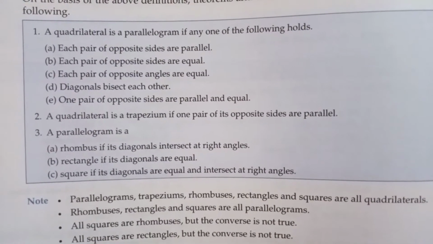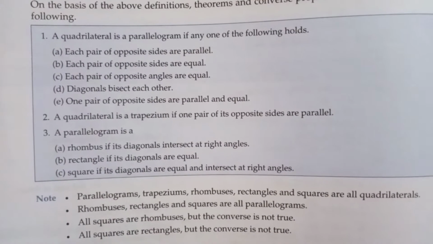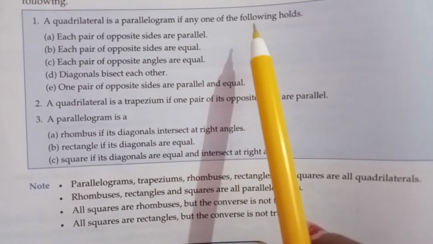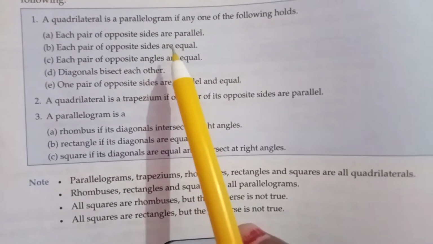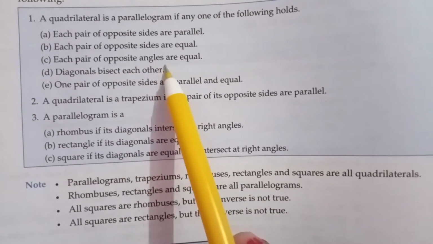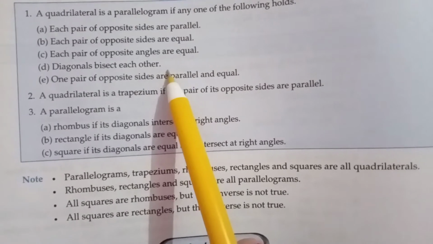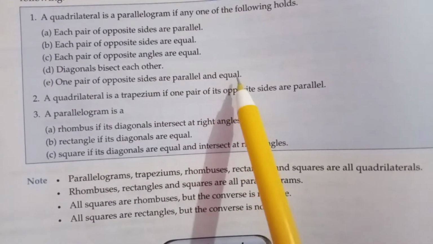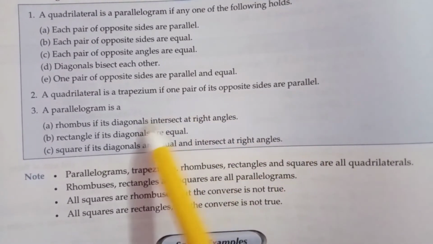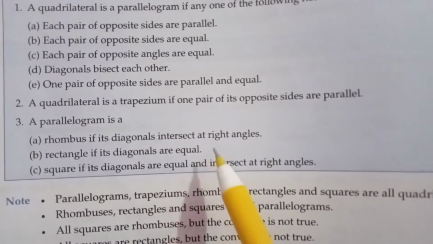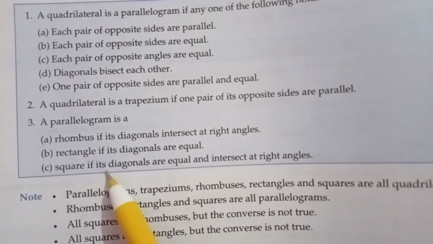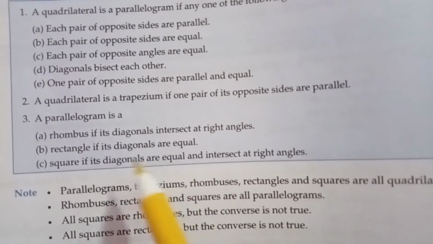Now students, when we see the proof of all the theorems, the conclusion that comes from the theorems is that a quadrilateral is a parallelogram if any one of the following holds: each pair of opposite sides are parallel, each pair of opposite sides are equal, each pair of opposite angles are equal, diagonals bisect each other, one pair of opposite sides are parallel and equal. A quadrilateral is a trapezium if one pair of opposite sides are parallel. A parallelogram is a rhombus if its diagonals intersect at right angle, and a rectangle if its diagonals are equal, and a parallelogram is a square if its diagonals are equal and intersect at right angle.